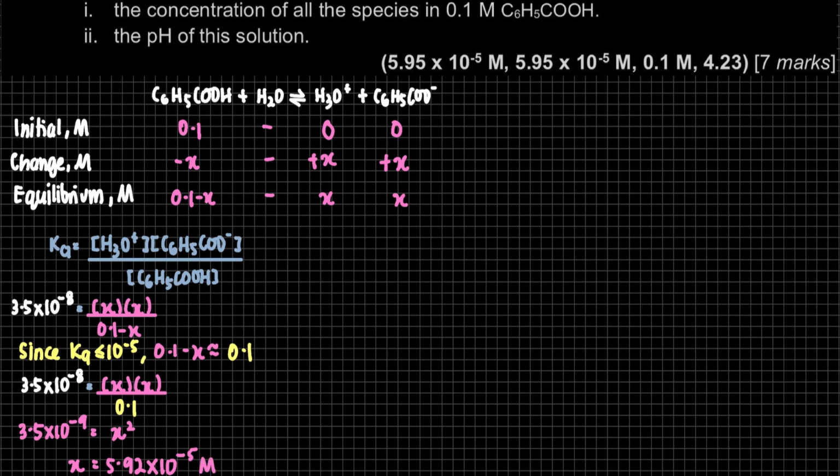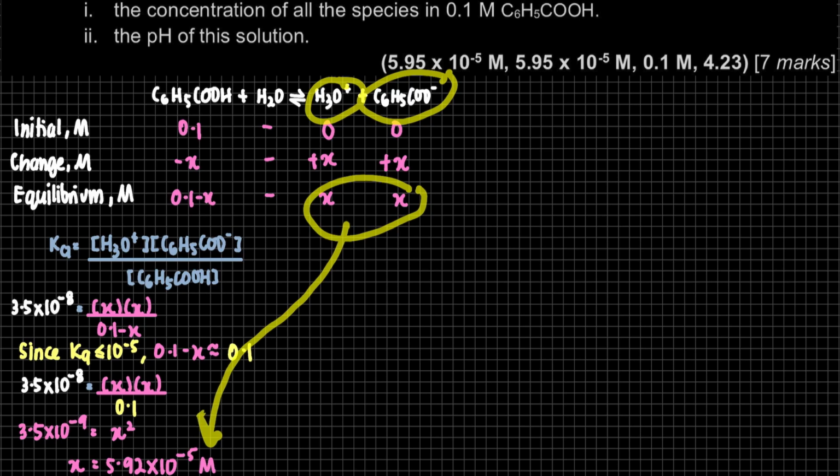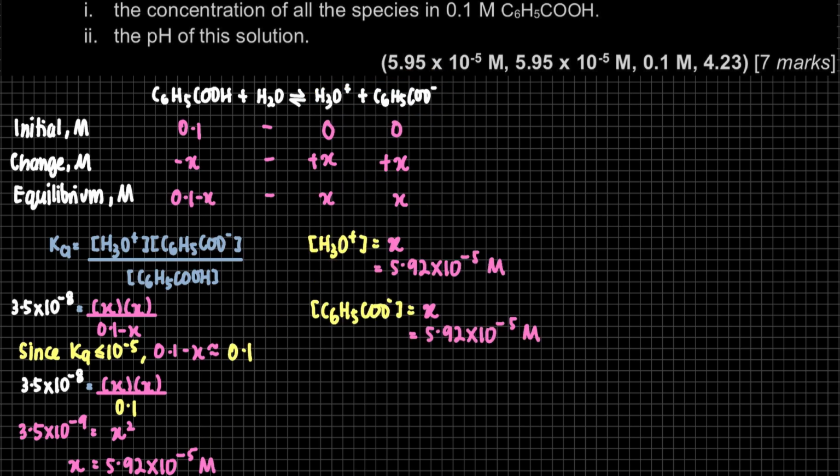Okay, back to the question. The question asks for the concentration of all the species. Again, when we write down the ICE table, the species we have, the concentrations, are only these 3. Again, why is liquid H2O not considered in K? Because its concentration remains constant. So then we can substitute straight away the concentration of species in equilibrium. For H3O plus and C6H5COO minus, it's quite straightforward because the value is x, and we got x from here. So this is the concentration for these two species.